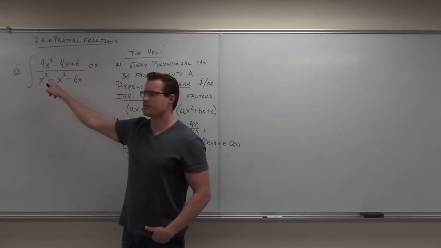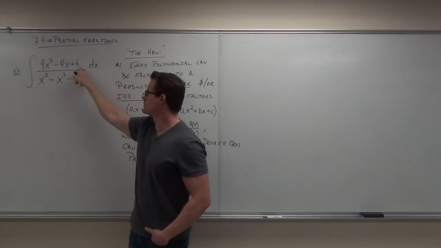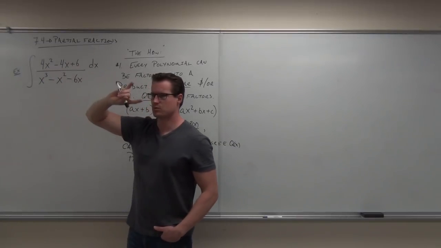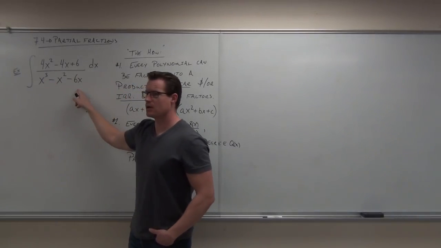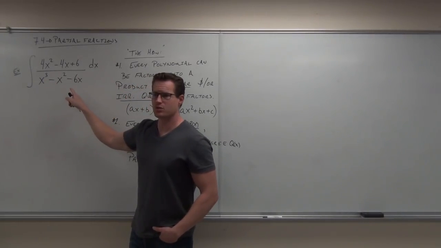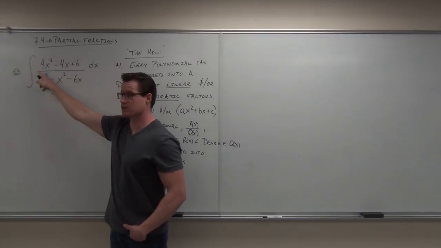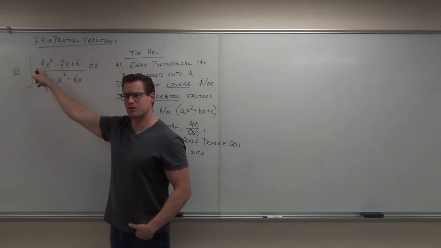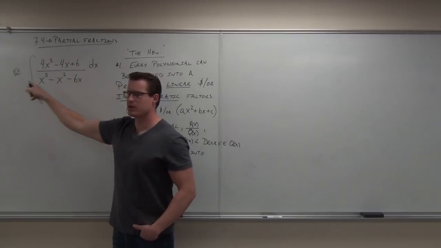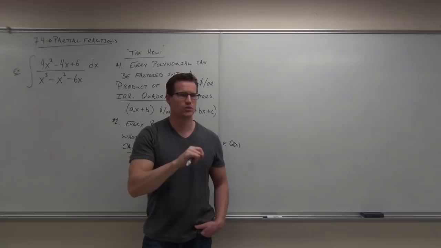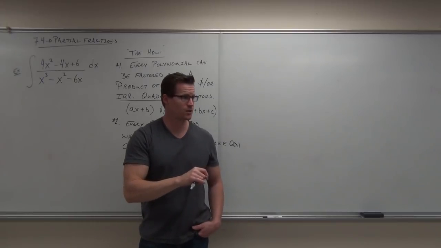The degree of this polynomial is 2. It's the largest power. The degree of this polynomial is good. If the degree of r of x, the numerator here, is less than the degree here, you can decompose this into partial fractions. So far, so good?